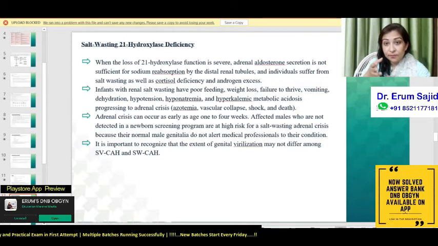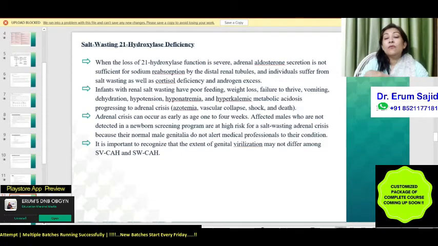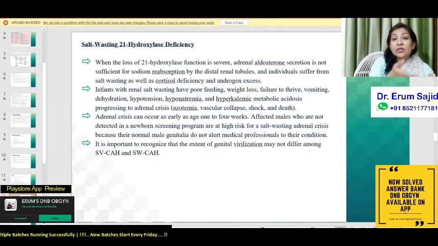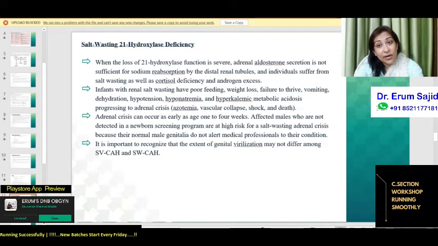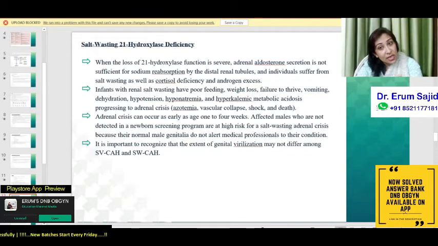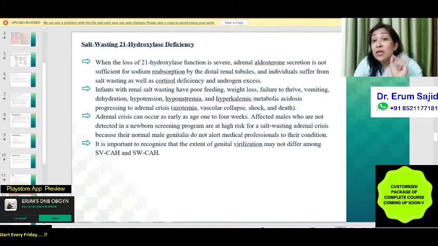So all these signs give you a reason to look further, look deeper, and that's where you should have this as a differential diagnosis. Vomiting, dehydration, hypotension, hyponatremia. In babies, who checks the blood pressure, who goes for an electrolyte check, unless all these other signs are there, like poor feeding, weight loss, failure to thrive? These are the signs which are easier to pinpoint and obviously follow up. Adrenal crisis can occur as early as age 1 to 4 weeks.